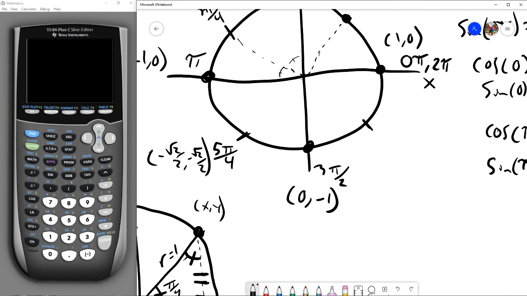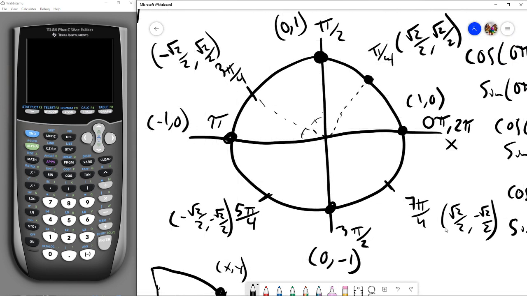Quadrant 4, x is positive, y is negative. So if we add a pi over 4 here, that will give us 7 pi over 4. So for 7 pi over 4, we have root 2 over 2, comma, negative root 2 over 2. And remember, for all these values, the x-coordinate is your cosine value, and the y-coordinate is your sine value. So sine of 7 pi over 4 is negative root 2 over 2. Alright.